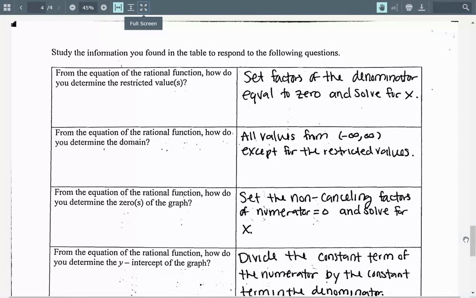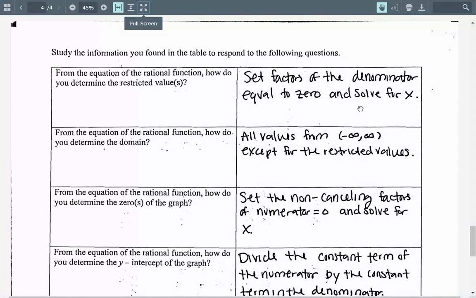So now it says, study the information you found in the table to respond to these questions. From the equation of the rational function, how do you determine the restricted values? To determine the restricted values, you're going to set the factors of the denominator equal to 0 and solve for x. Now remember, this is after you have factored your polynomials, your numerator and your denominator.